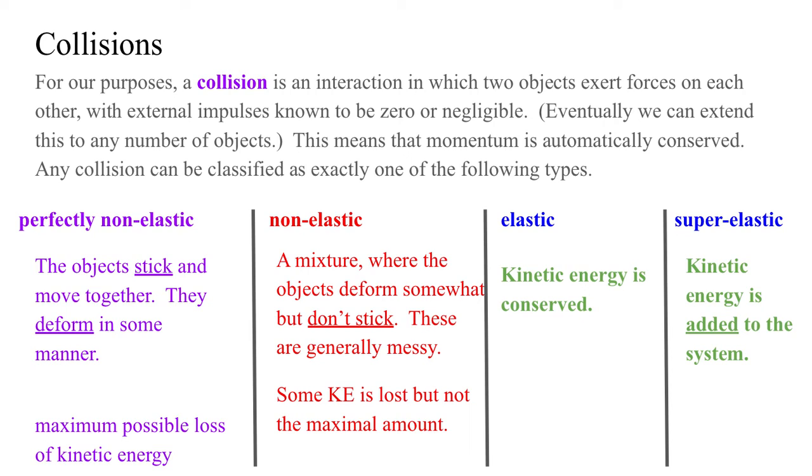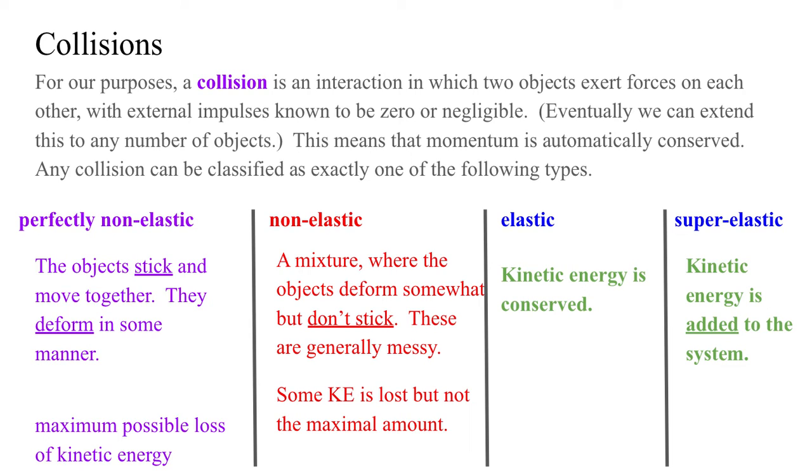The sort of polar opposite to that is the perfectly non-elastic case. In this case, the objects stick and move together, and they deform in some manner. They change their shape because that's the only way they can stick together. Otherwise, they would flex and then pop back to their original shape and push off each other. So the only way they can stick is if they are somehow, on some level, rearranged.